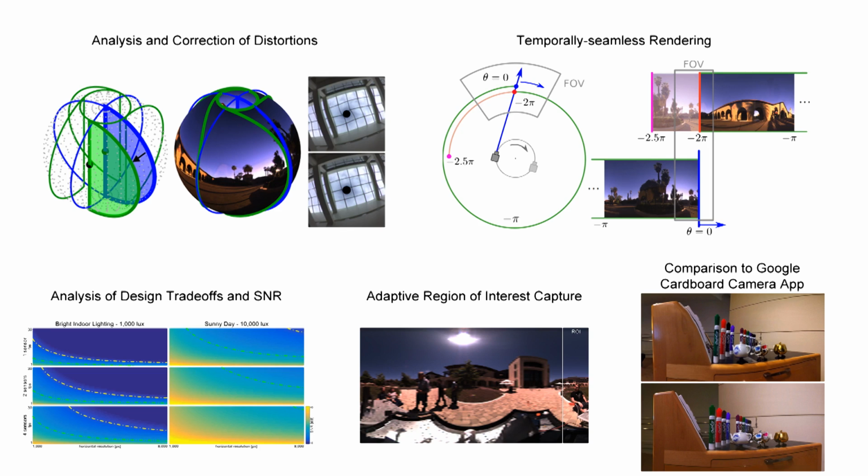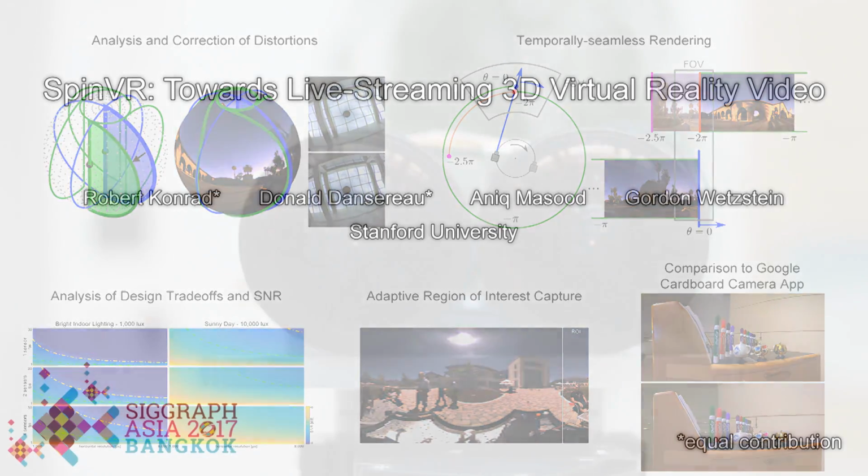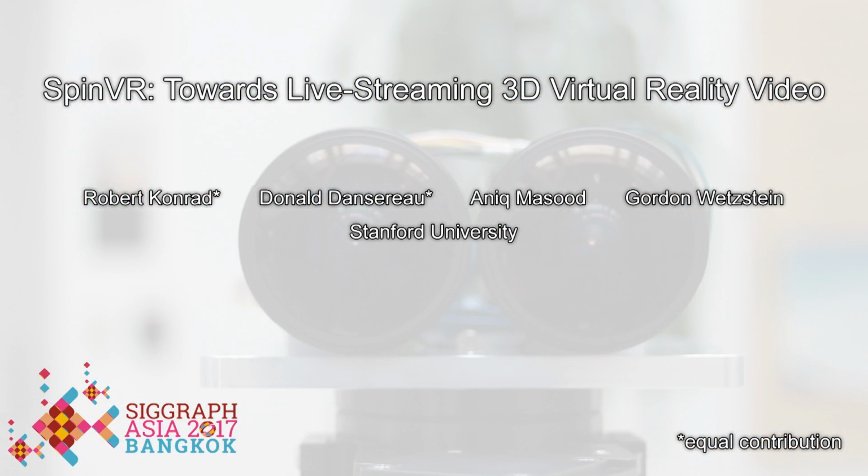In the paper, we show how to correct optical distortions from the proposed camera, analyze design trade-offs and signal-to-noise in detail, and propose orientation-dependent rendering strategies that offer temporal seam-free rendering. We compare our system with the Google Cardboard camera app, showing that common distortions and artifacts do not impact our system. Please see the paper for further details. With the proposed VR camera system, we take the first steps towards making VR video capture accessible and enabling live VR streaming.